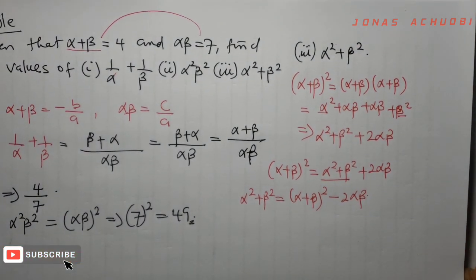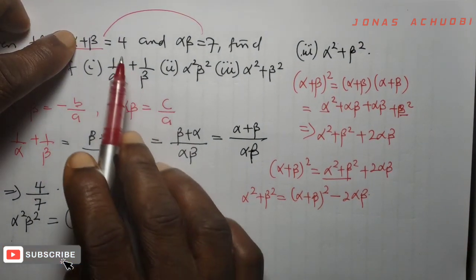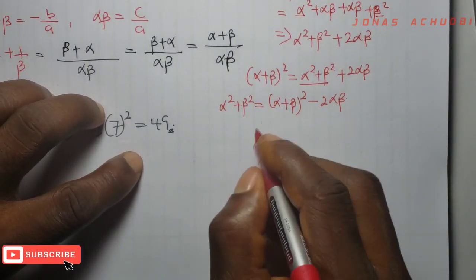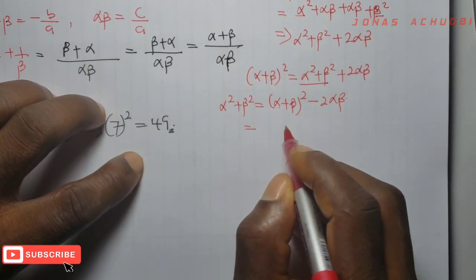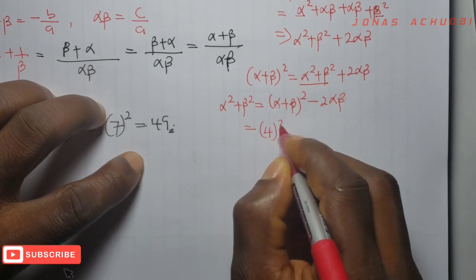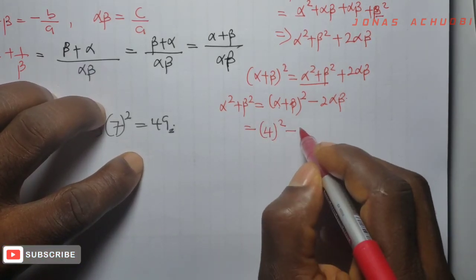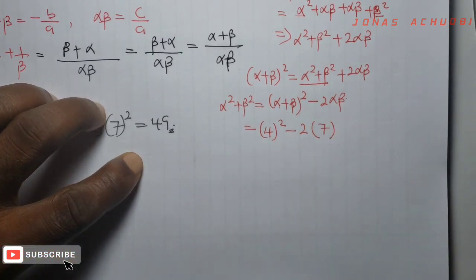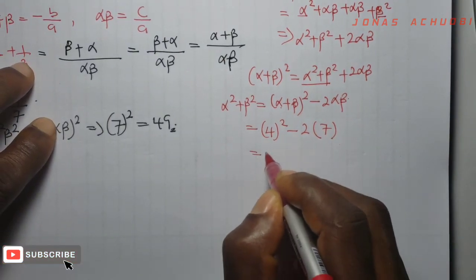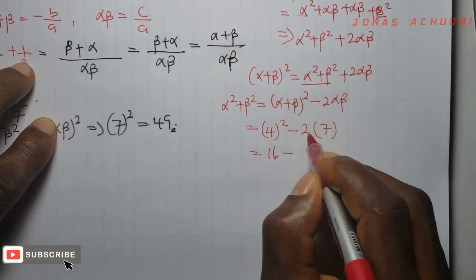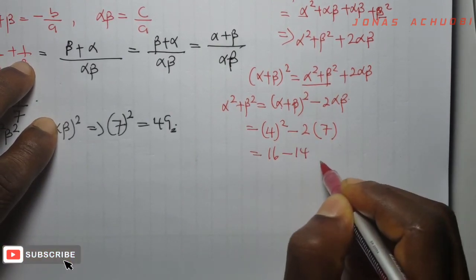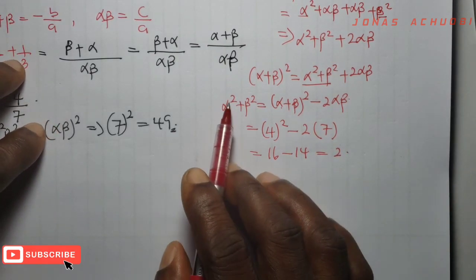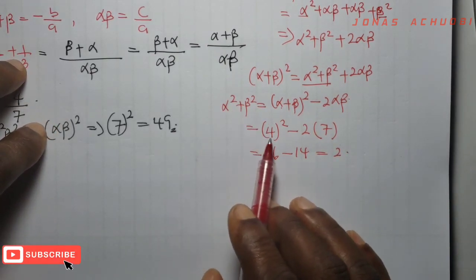We are told in the problem that alpha plus beta is 4 and alpha beta is 7. So this is 4 all squared minus 2 times 7. This gives us 4 squared is 16, minus 2 times 7 is 14. So 16 minus 14 is 2. Therefore, alpha squared plus beta squared is equal to 2.